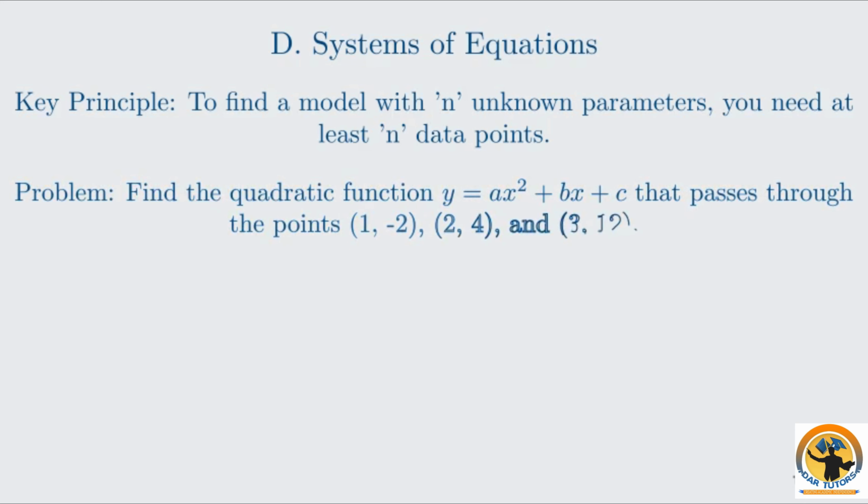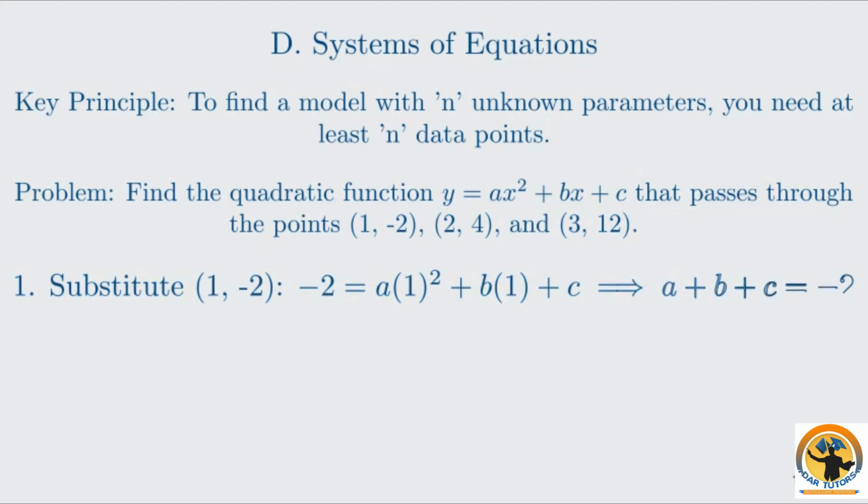Let's use (1, -2), (2, 4), and (3, 12). The strategy is to substitute each data point into the general equation to create a system of linear equations. Using point (1, -2), we get negative 2 equals a plus b plus c.